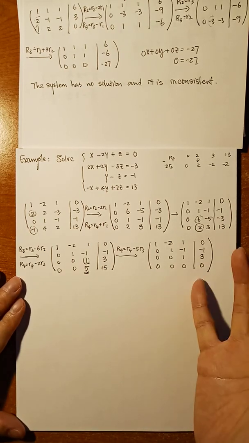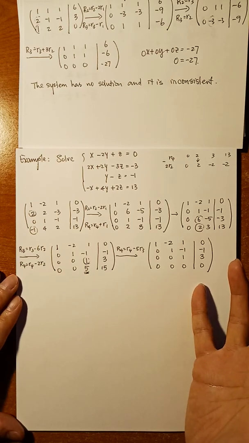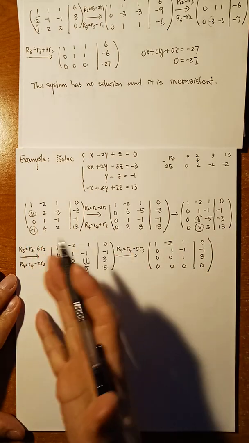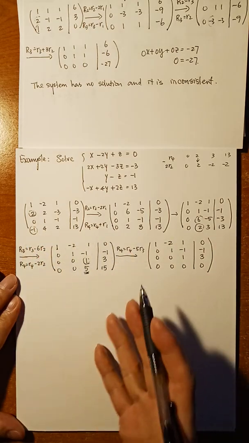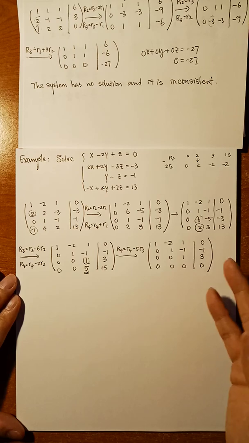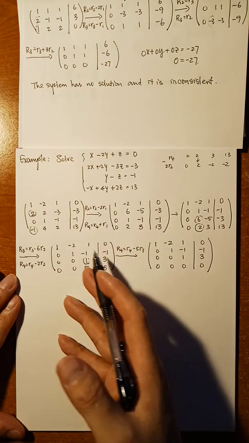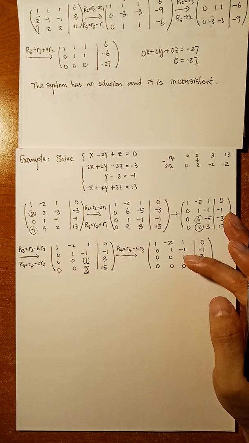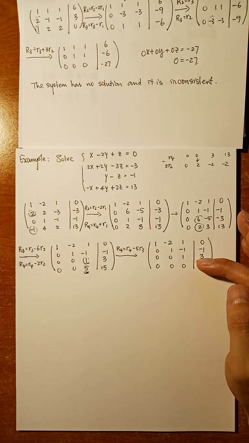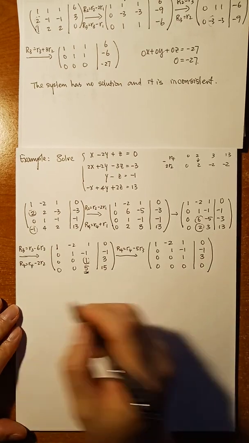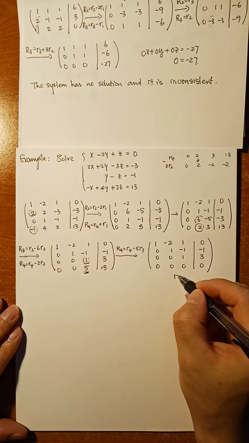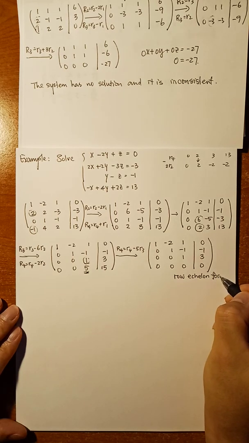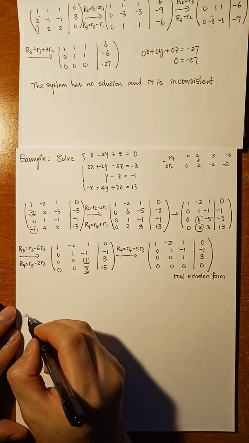This is the row echelon form. We can stop here and use the system of equations to find the answer. If you don't want to use the system of equations, you can continue the row operations to make this row echelon form the reduced row echelon form. Okay, so let's see, how do I make the reduced row echelon form? This one is called a row echelon form.